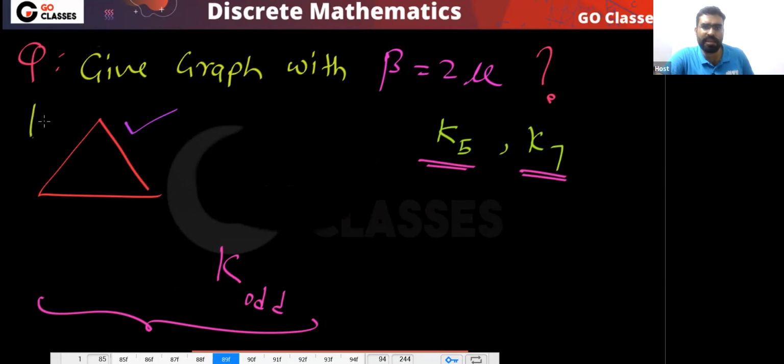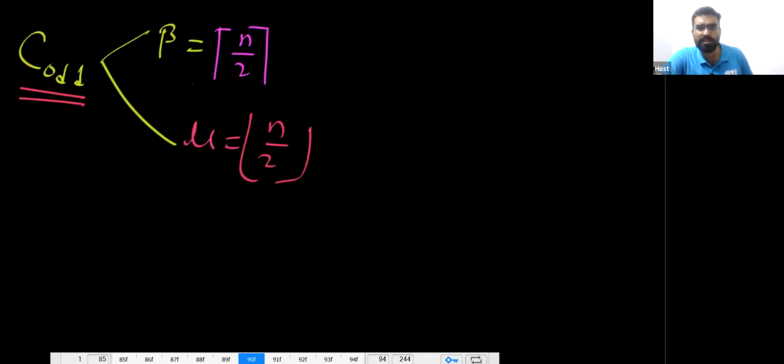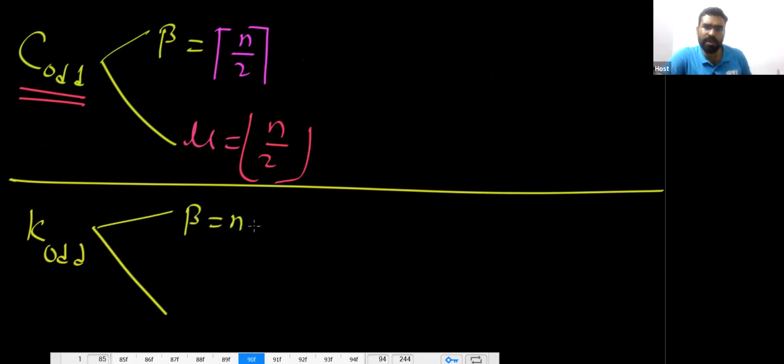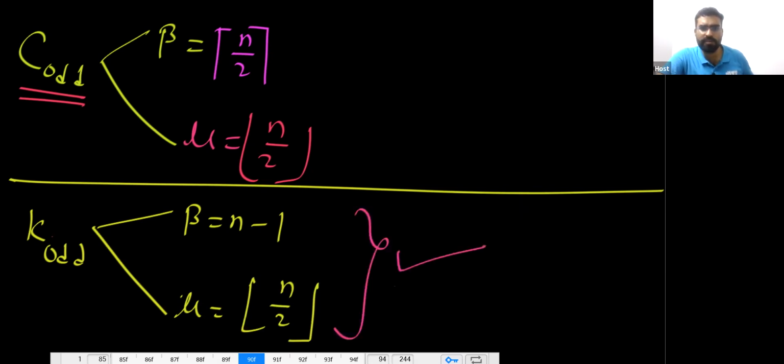Basically I can say K3, K4, K3, K5, these you can take. You can take K3, K5 and so on. So this C odd will not work, but K odd will work. The beta for K odd will be n minus 1, and the mu will be n by 2 floor. So here it will happen.